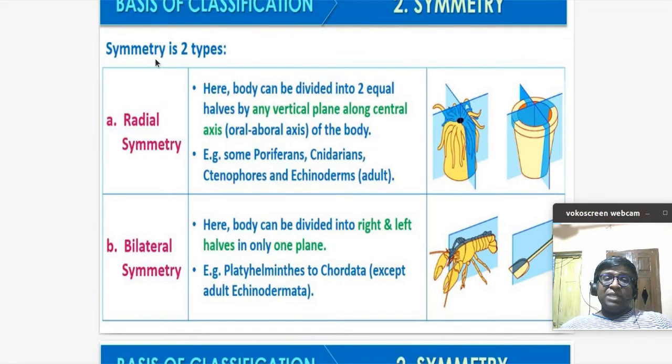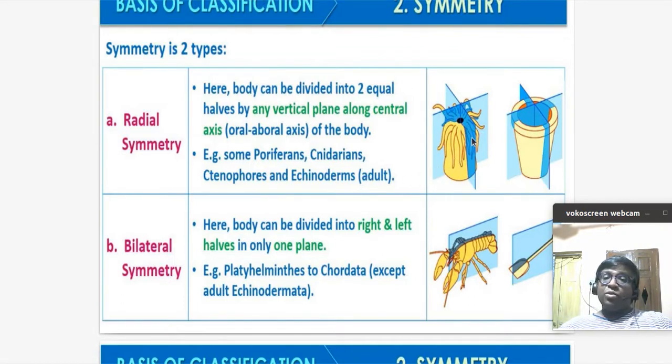So the symmetrical types is of two types: radial symmetry. So you can see this hydra being divided at the central axis into two equal halves. So in one plane, they have got divided into two equal halves. In another plane, which is perpendicular, you can divide the same hydra into two equal halves. So they exhibit more than one plane of symmetry which passes through the central axis. They can divide this organism into two equal halves. So the examples for radial symmetry are a few examples of poriferans, cnidarians and ctenophora, and echinoderms.